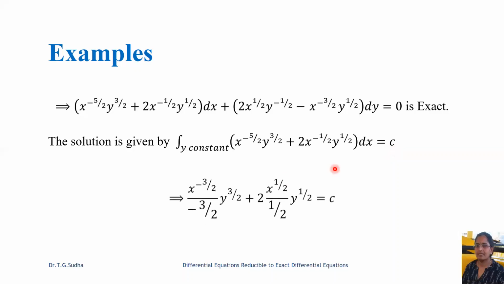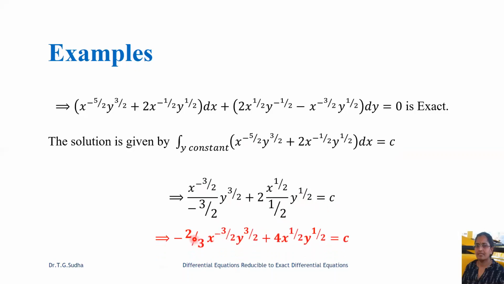Now let us integrate the x terms. X to the power of minus 5 by 2 gives us x to the power of minus 3 by 2 divided by 3 by 2, into the y term, that is y to the power of 3 by 2, plus 2, the constant here. X to the power of minus half on integration gives x to the power of half divided by half, into the y term, y to the power of half, equal to c. On simplification, we get minus 2 by 3 x to the power of minus 3 by 2 y to the power of 3 by 2 plus 4 into x to the power of half into y to the power of half equal to c. And this is the solution to the given differential equation.